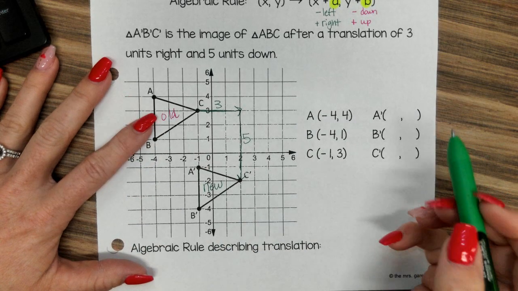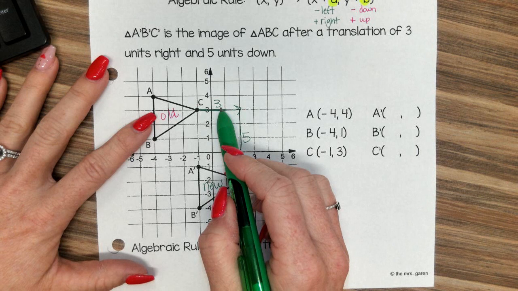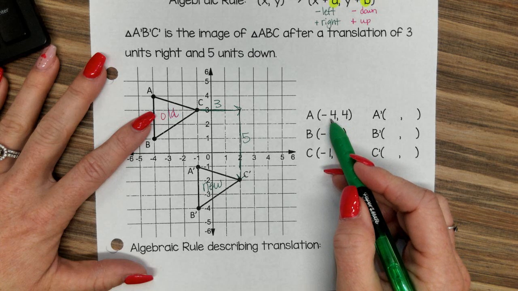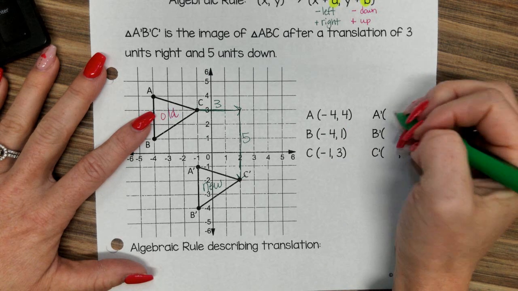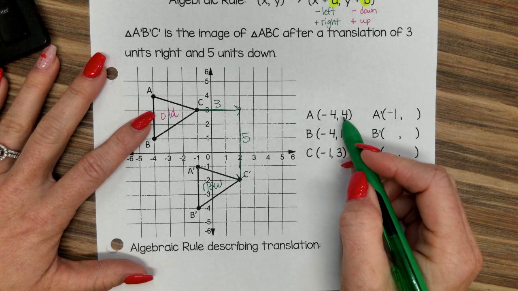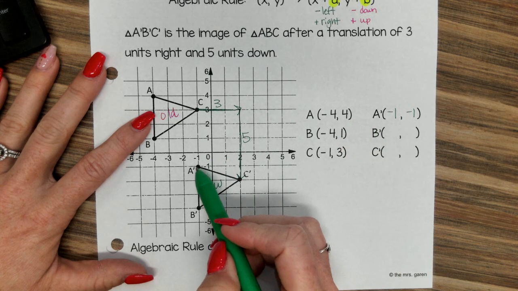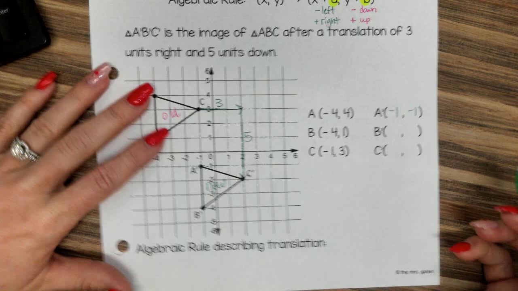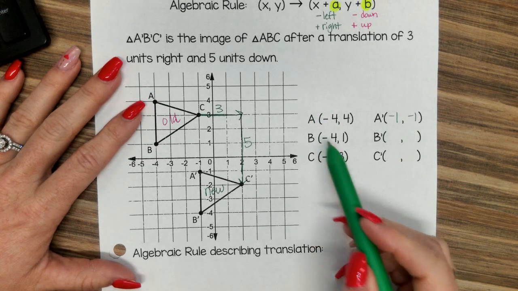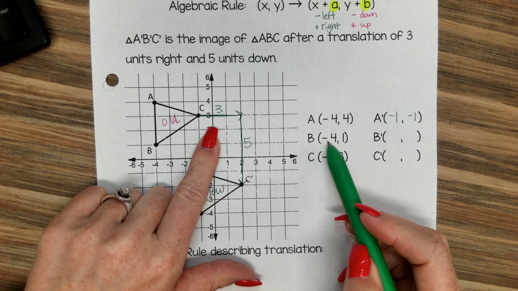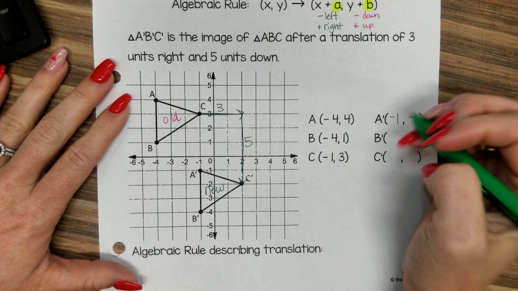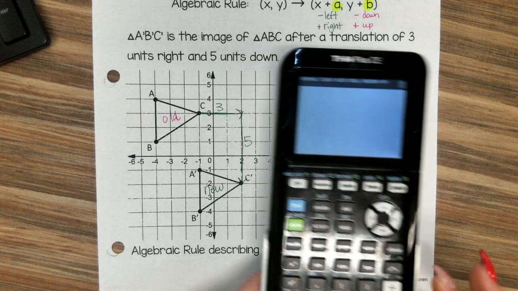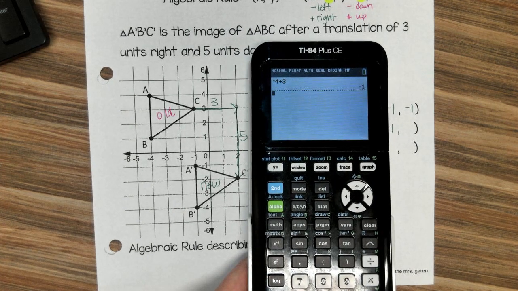Or you could say that I'm going to add 3 to the x and subtract 5 from the y. So if I add 3 to this, -4 plus 3 is -1. And if I subtract 5 from 4, I'm also at -1. So everybody look at the A. Is that at -1, -1? Technically, you can just look at it and put the coordinates. I'm just showing y'all. Okay, so on this x, -4 plus 3 is also -1.